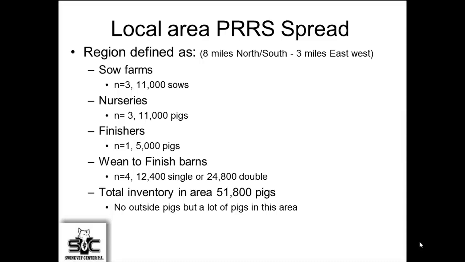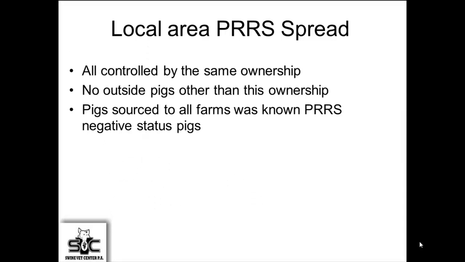When we look at what the farms looked like in that area, we had 3 sow farms, about 11,000 sows, 3 nurseries, about 11,000 nursery pigs, 1 finisher with 5,000, and then 4 wean-to-finish sites that would be double loaded, so at times they'd have upwards of 12,000 pigs on site. So somewhere in the neighborhood of 52,000 pigs within that region. Again, no other outside source pigs were coming into that region, so there were no other concerns about other pigs coming in. All the same ownership, no outside pigs, and the pigs were sourced from known PRRS negative status farms. So we knew we were bringing negative pigs to the sites.